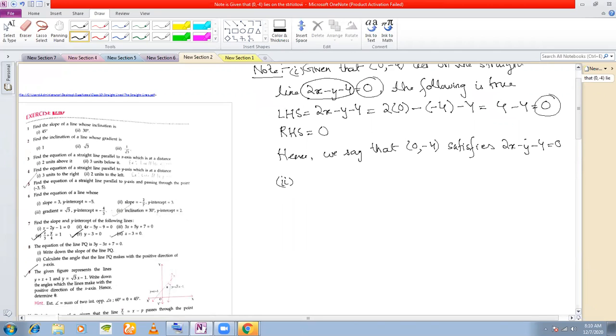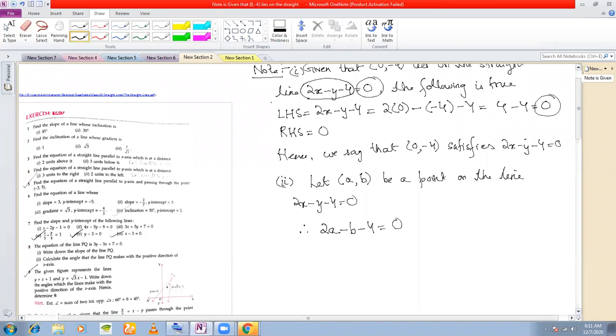Suppose if I give you, let x1 y1, or let's say A, B, be a point on the line 2x minus y minus 4 equal to 0. Then what can we say? Therefore, this A, B must satisfy the equation of the straight line. Therefore, put x is equal to A and y is equal to B. That means 2A minus B minus 4 must be equal to 0. That is what you must remember.